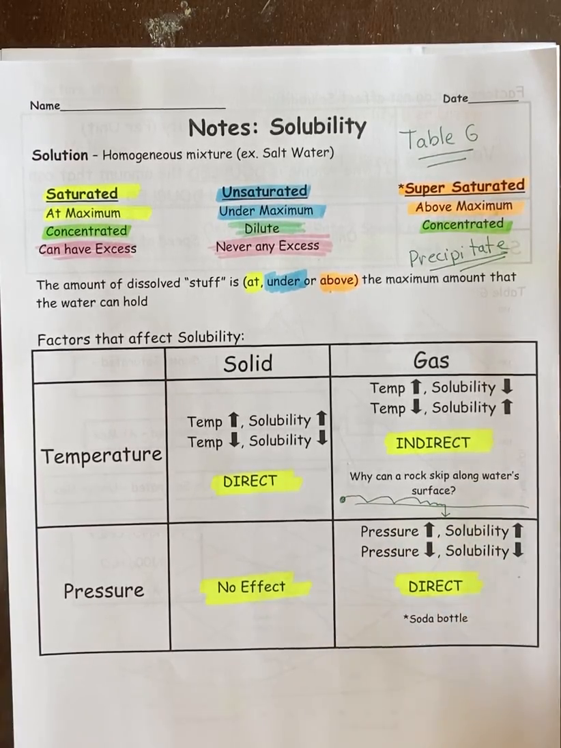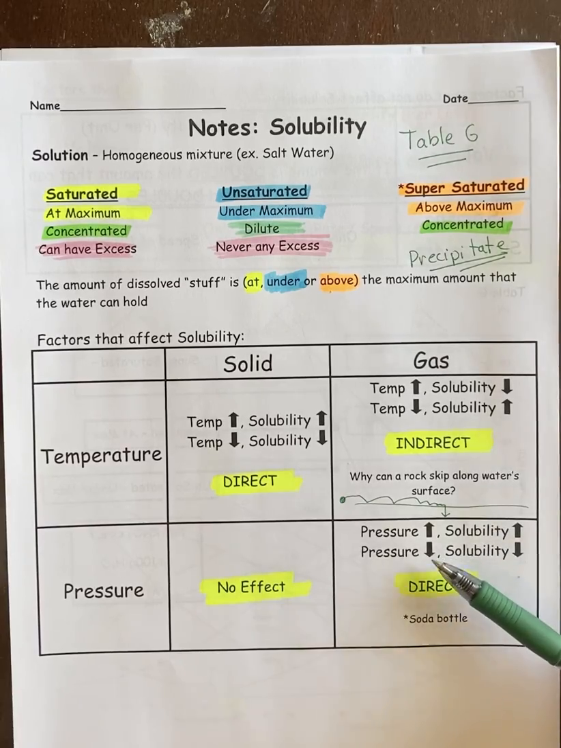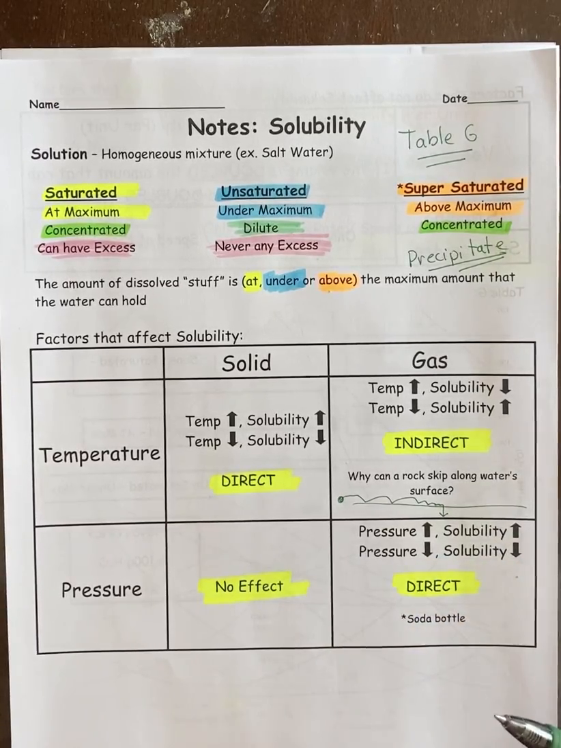Now, pressure is different. Their relationship with pressure is direct, and it's actually pretty easy. The gas molecules are skipping along the surface of the water. Well, if you increase the pressure, you're effectively pushing them into the water. So by increasing the pressure, you increase their solubility by force. And if you decrease the pressure, you decrease the solubility.